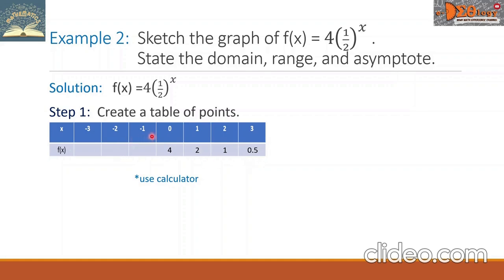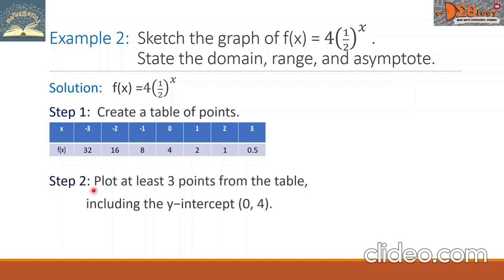When x is negative 1, f of x is 8. When x is negative 2, f of x is 16. When x is negative 3, f of x is 32. Now step 2. We plot at least 3 points from this table, including the y-intercept 0, 4. So we choose these 3 points.